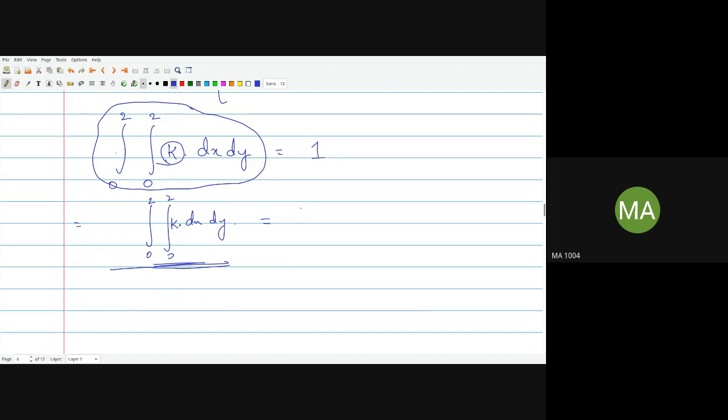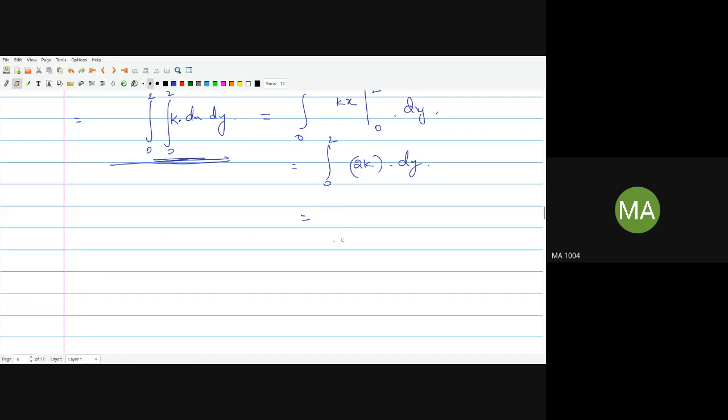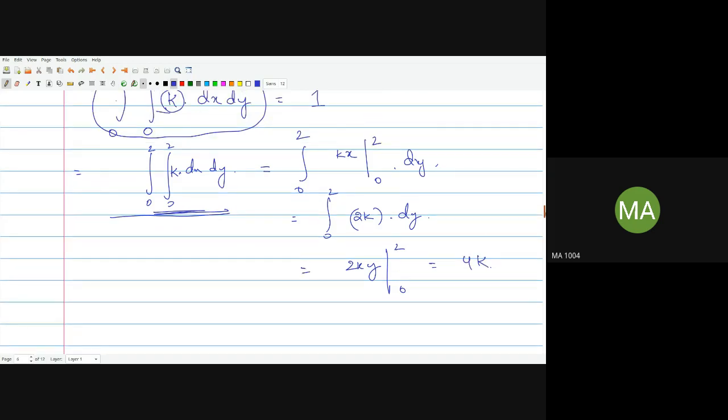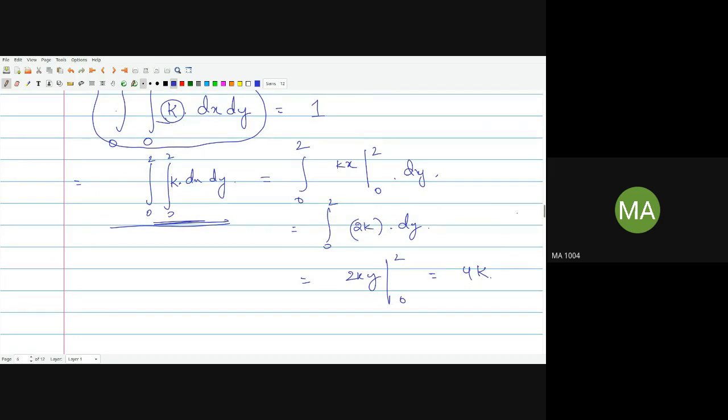Compute the integrals. So what will this be? If I am integrating 0 to 2, it will be kx from 0 to 2, dy. If I substitute the limits, I will get 2k dy. Then if I integrate it, I get 2k y, with limits from 0 to 2, so we get 4k as the final value. Correct? 4k. That should be equal to 1. So 4k is the volume.